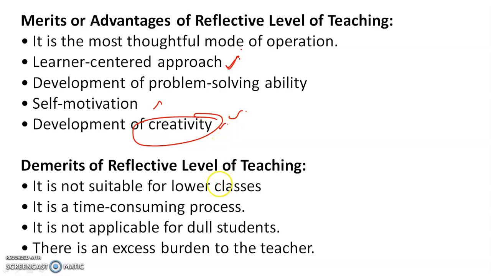And the demerits can be taken as not suitable for the lower classes. It is time consuming. Why? Because if you are going for a practical solution for a problem, it is almost just like doing a PhD, right? That means doing some sort of research work. So it will take some time, and it is not applicable to dull students.